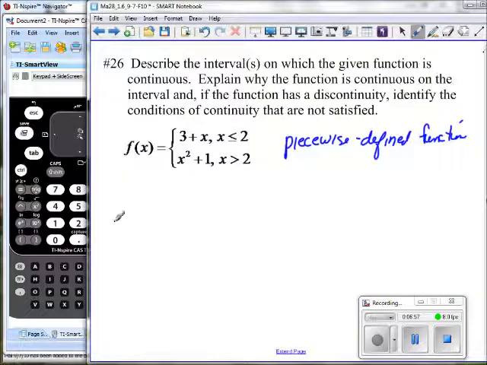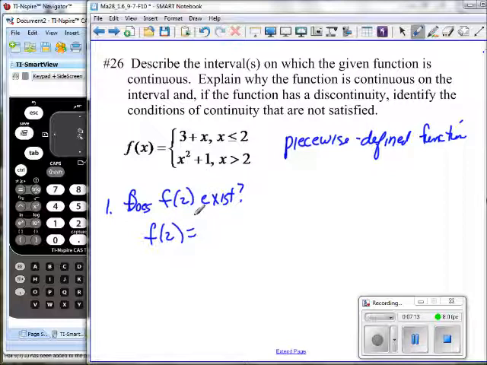Let's go back to our work. Number 1, let's just ask the question: does f of 2 exist? That's the first criteria. Which piece of this function am I allowed to use if I want to find f of 2, the top piece or the bottom piece? Because it's the only one that has the "or equal to," I have to put it in that top piece. So f of 2 is 3 plus 2, which is 5. Does f of 2 exist? Yes. Check mark. It's done.